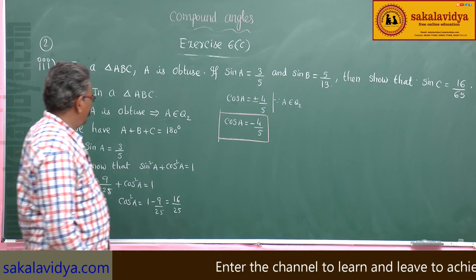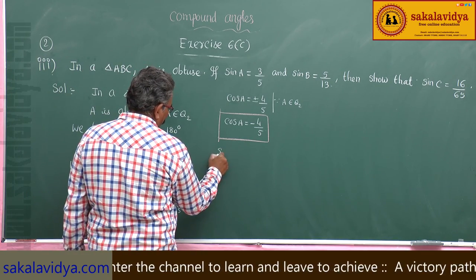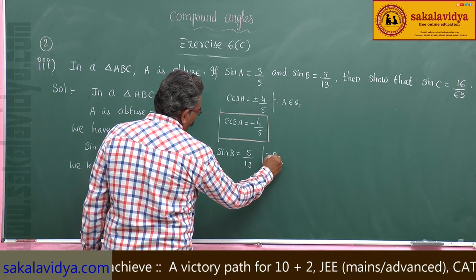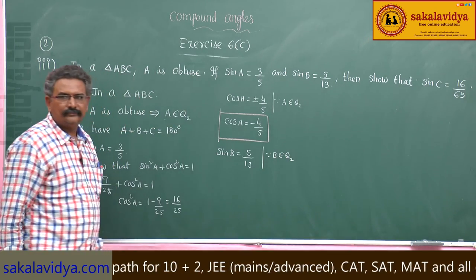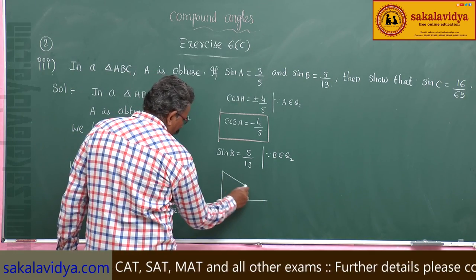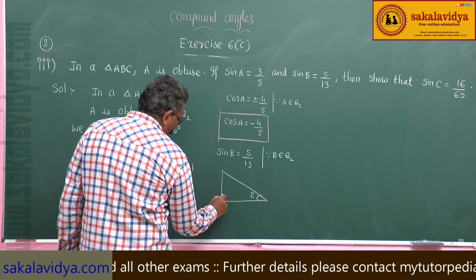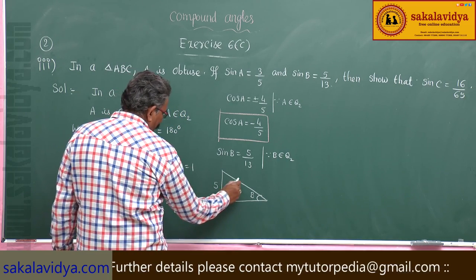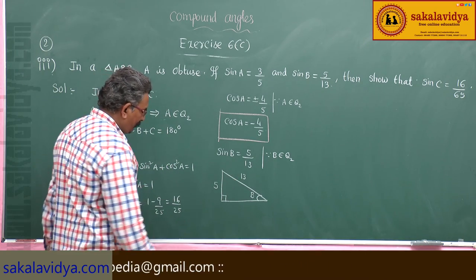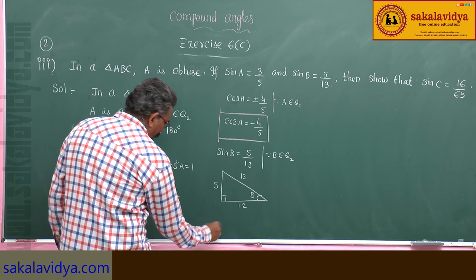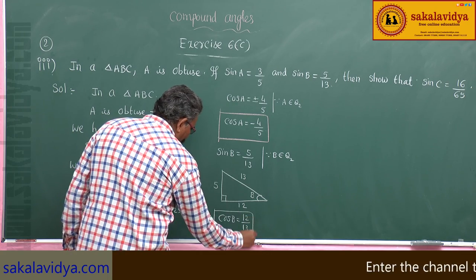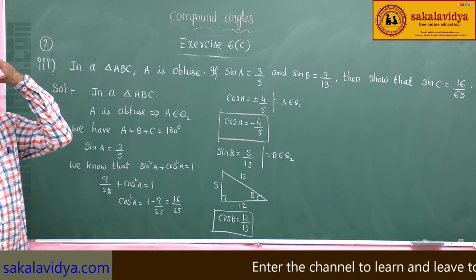Now sin B. Here sin B is given as 5 by 13. B belongs to the first quadrant only because B is an acute angle. So here, since it is acute, we can directly do it, no problem. Say angle B, this is a right angle triangle, 5, this will be 13. So 169 minus 25 is 144, so 12. We can write cos B equals 12 by 13.